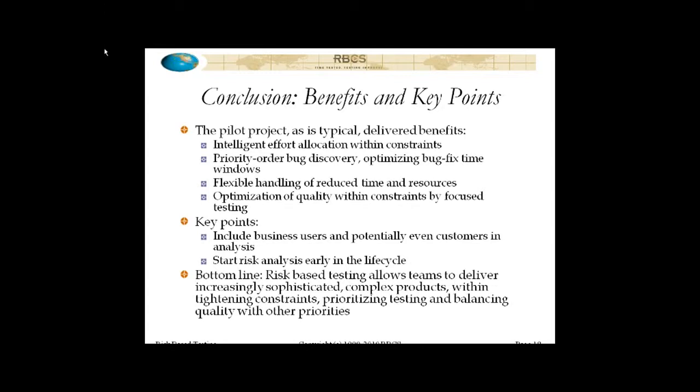So the overall conclusion at CA was that risk-based testing would allow them to deliver increasingly sophisticated and complex products, which we're all called upon to do. Products get more sophisticated and more complicated over time generally. But we are all also called upon to deal with tightening constraints, particularly now, the financial situation, and risk-based testing helped them deal with the constraints, and allowed them to really prioritize testing and quality and balance that against the other priorities. So they're sold on it.